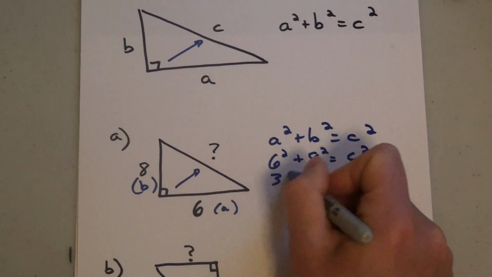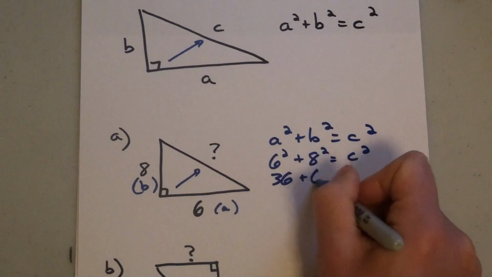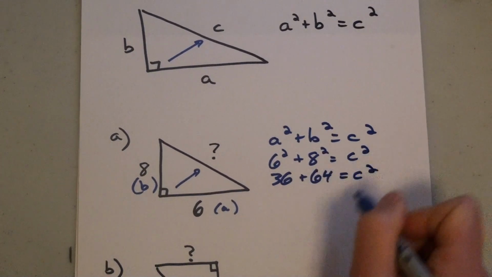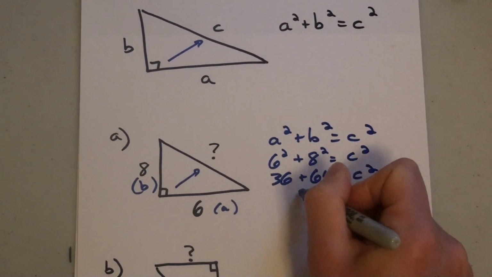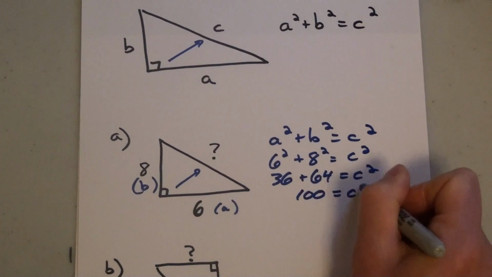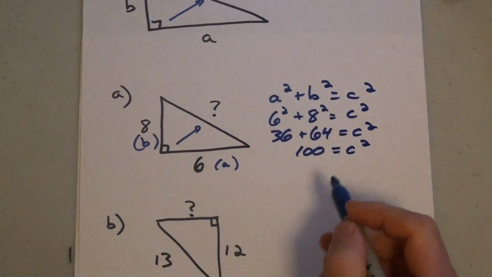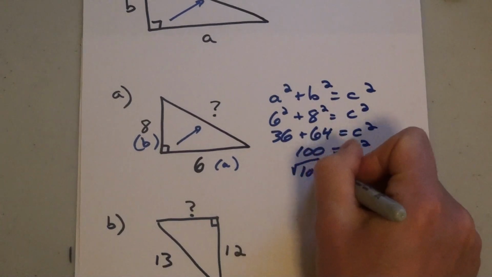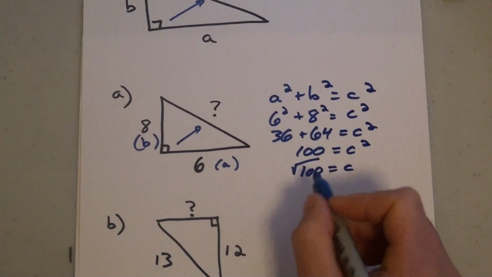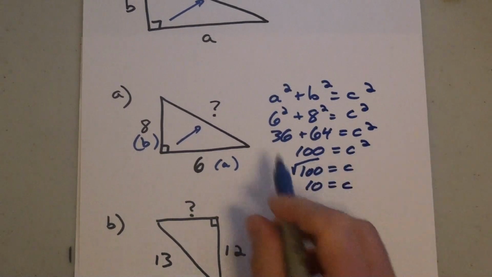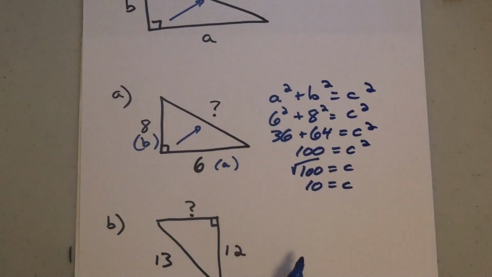6 squared is 36. 8 squared is 64, and that equals C squared. Add those two together and you'll get 100 equaling your C squared. Now that's C squared, that's not the value itself. You need to take the square root to get the actual value of your hypotenuse, which is 10. So my hypotenuse is 10.